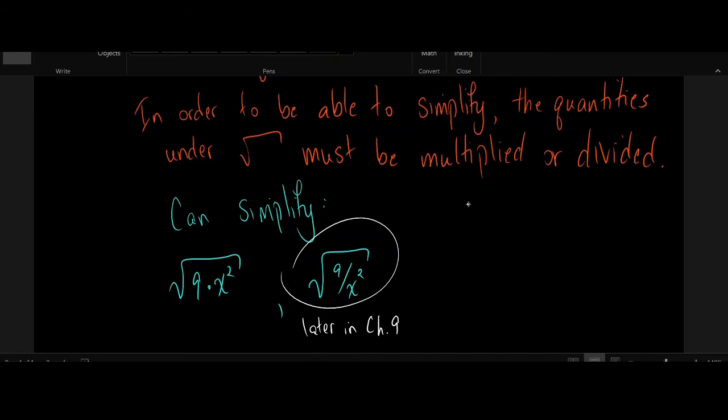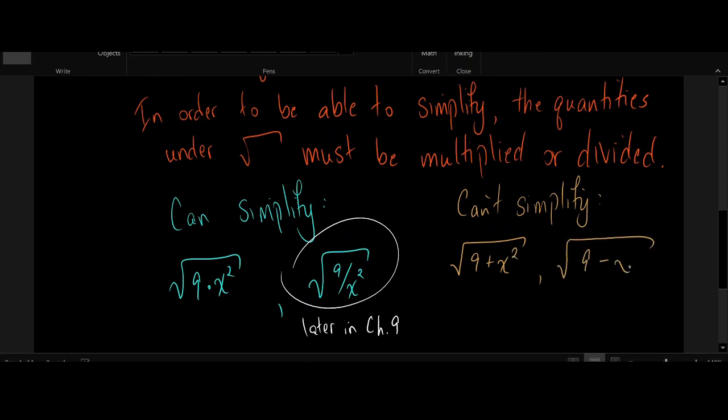However, what would be examples of square roots that can't be simplified? Things like the square root of 9 plus x squared. Things like the square root of 9 minus x squared. If the quantities under the root are being added or subtracted, then the square root cannot be simplified at all.